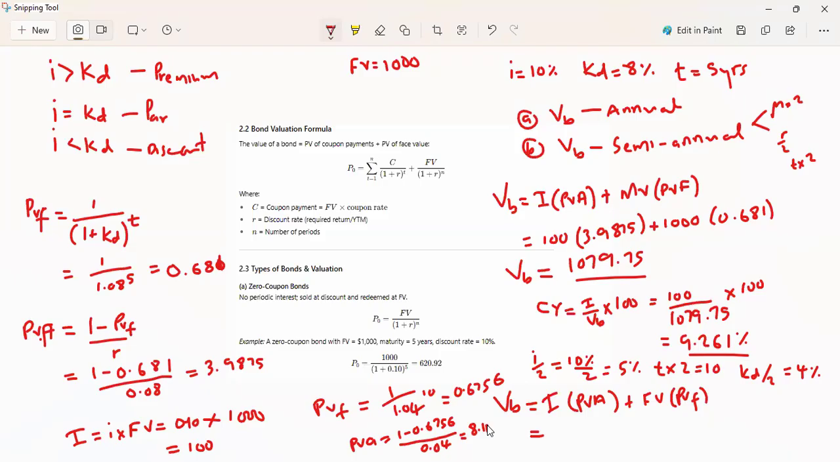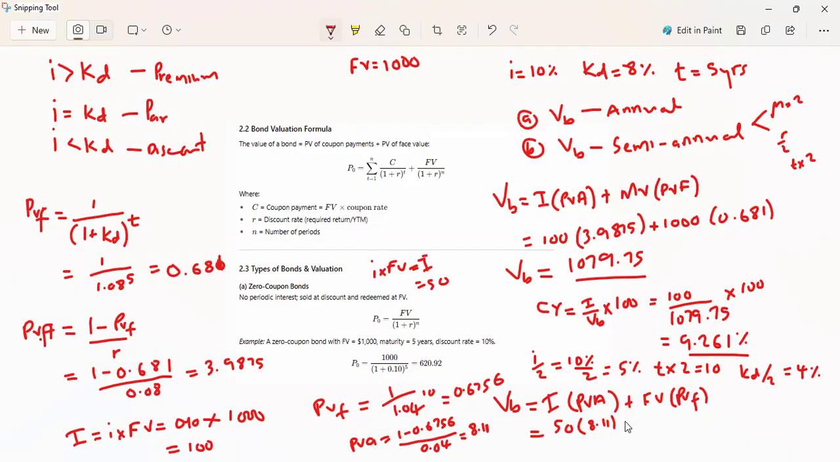Then how do we find the capital I? Multiply the 5% times 1,000. So this small I times the face value will give us the capital I. So we multiply the 5% times 1,000. What do we get? 50. So here 50, present value annuity, which is 8.11.